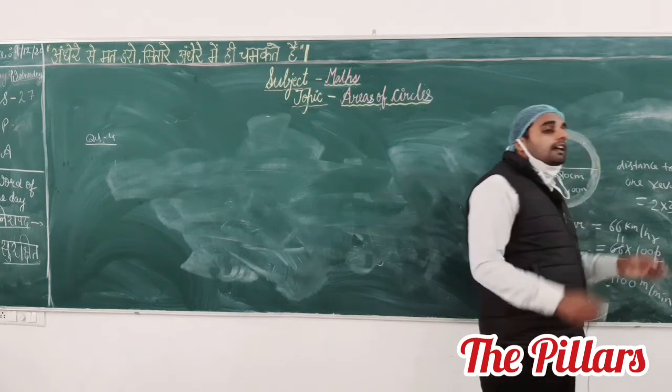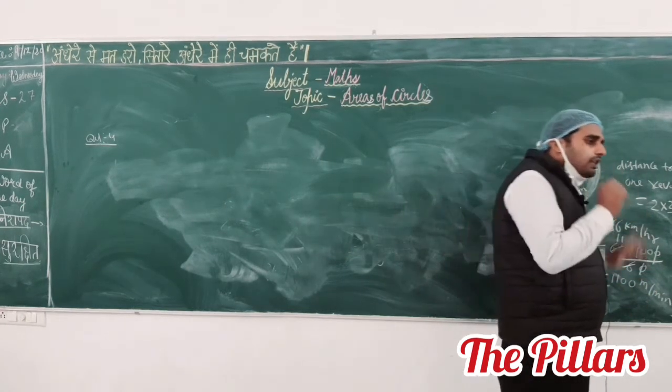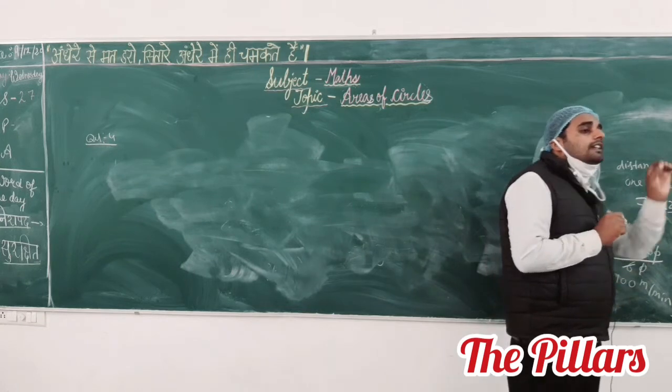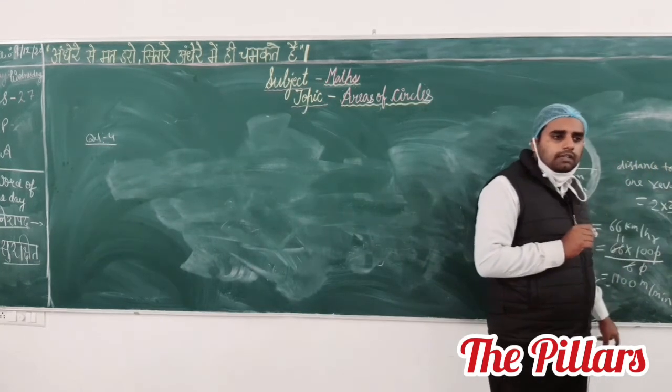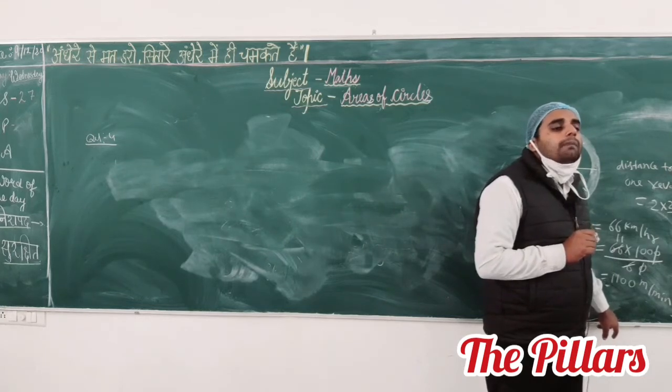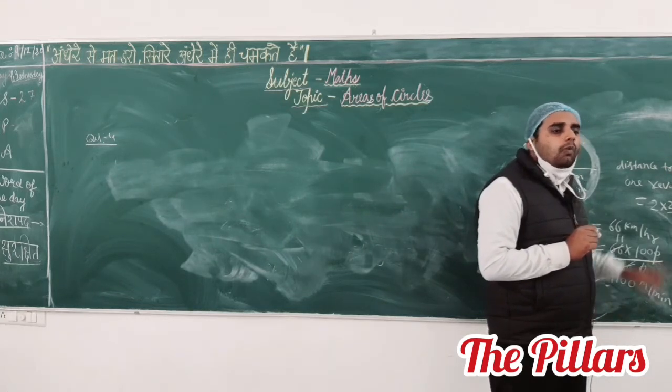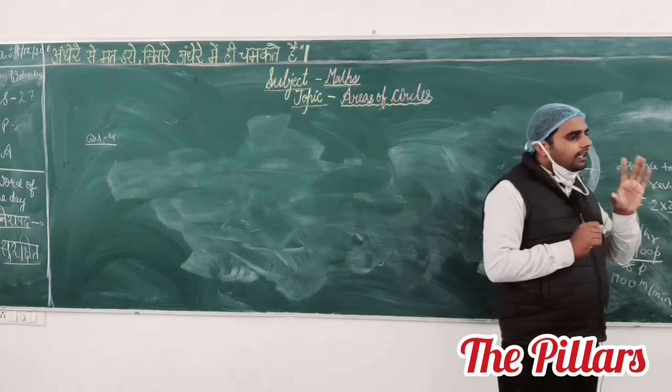It means the car has to travel 1100 meters per minute. The distance traveled by the car is 1100 per minute. This is the distance traveled by the car in 1 minute, 1100 meters. Till here, does anyone have any problem?